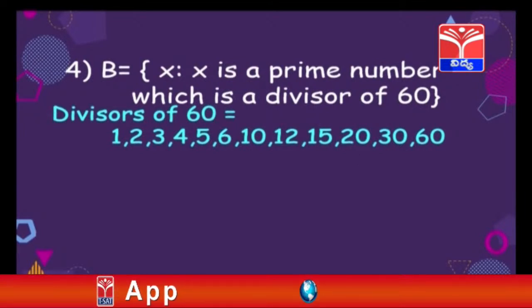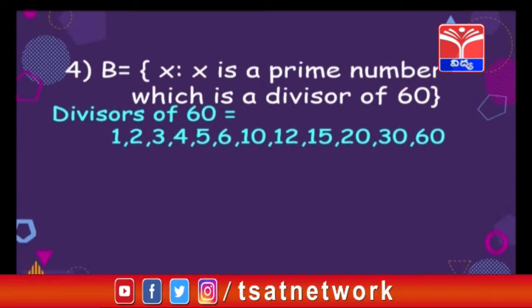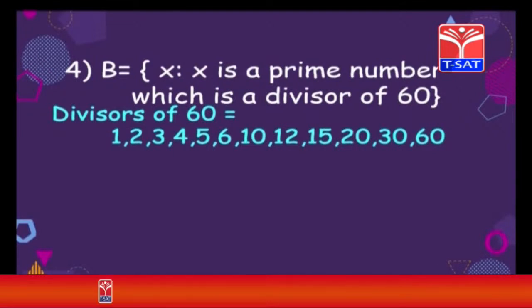Why are these called divisors? Because 1 into 60 gives me 60, 2 into 30 is 60, 3 into 20, 4 into 15, 5 into 12, 6 into 10, and 10 into 6, 12 into 5, 15 into 4, 20 into 3, 30 into 2 and 60 into 1.